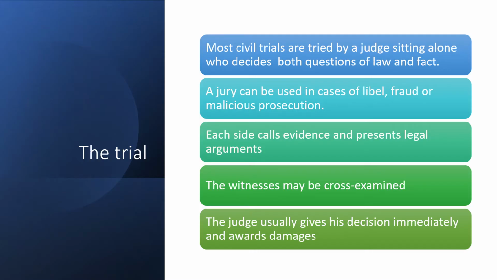Now, once having a civil trial, a little note about the civil trial itself. Most civil trials are tried by a judge who sits alone, and he decides both questions of law and fact. Now, a jury can be used in cases of libel, fraud, or malicious prosecution, but this is extremely rare. Each side calls evidence and presents legal arguments, and the witnesses can be cross-examined. The judge usually gives his decision immediately and awards damages, which is the amount of compensation awarded.